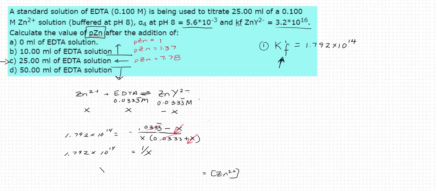So when I take the reciprocal then, x is equal to 5.58 times 10 to the negative 15 capital M molar. The x represents the concentration of the zinc. So I take the log of that value and then the negative of that, so that the pZn at this point with an excess of 25 milliliters of EDTA, I have a pZn of 14.3 or 14.25.